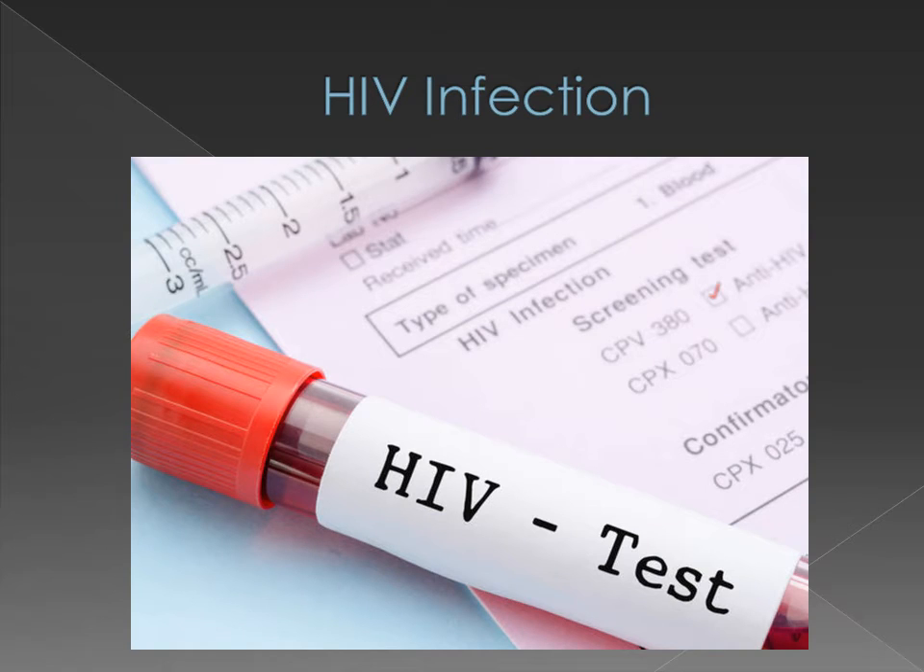HIV infection, the infection called human immunodeficiency virus, is the virus that causes AIDS, or acquired immunodeficiency syndrome. A person with both latent TB infection and HIV infection is at very high risk for developing TB disease.